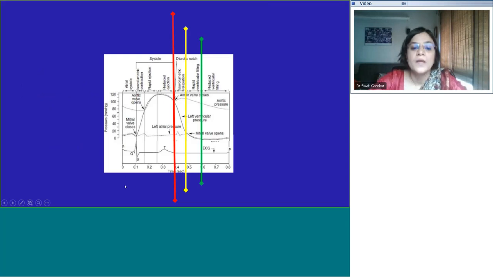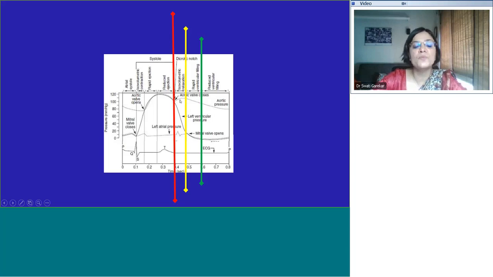All right. The next line separates out the isovolumic relaxation period. So the aortic valve has closed and the mitral valve opens at the yellow bar. Between the red and yellow lines is the time when both the valves are closed, the aortic and the mitral, and the ventricular pressure is rapidly coming down. You see the rapid decline in the ventricular pressure. So the volume remains the same.